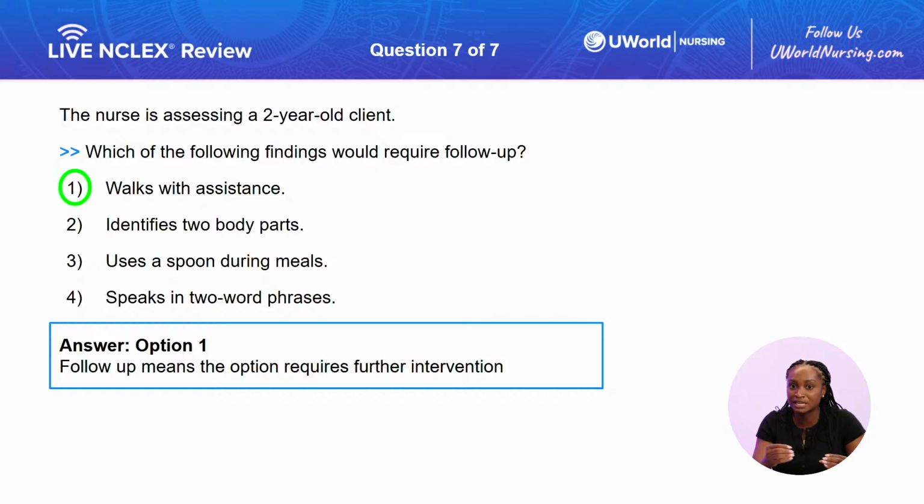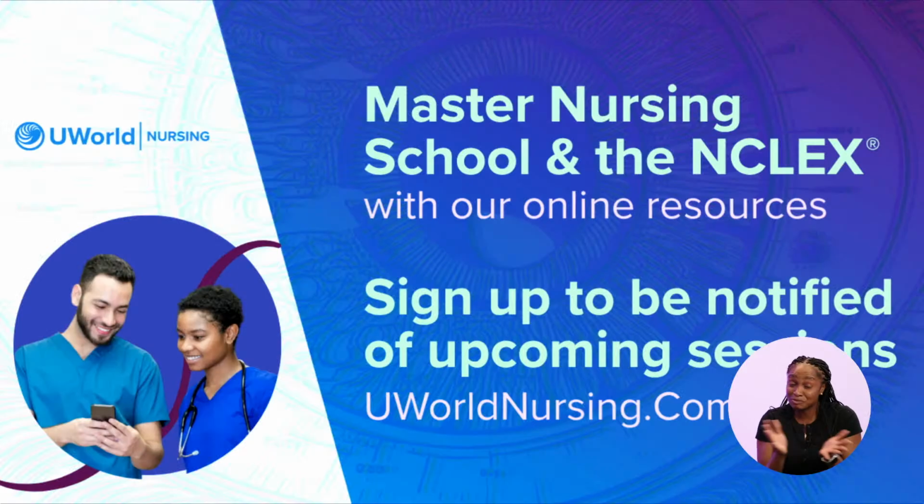So this one is a little tricky with the wording. Require follow-up means we're looking for an abnormal situation or intervention. So walks with assistance is abnormal for a 2-year-old client. But you guys did pretty good. It was pretty tricky today, but I think y'all actually did very, very good, which is always good to see.